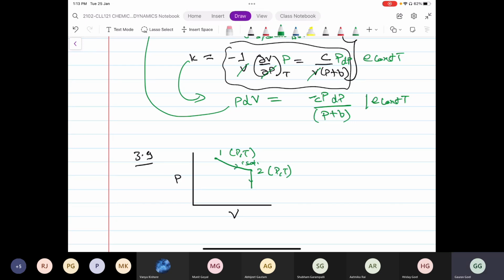From 2 to 3, the process is isochoric. And the pressure has been specified at point 3. Then at 4, pressure is specified, and from 3 to 4, you can see the process is isobaric. And then from 4 to 1, the process is given to be adiabatic.